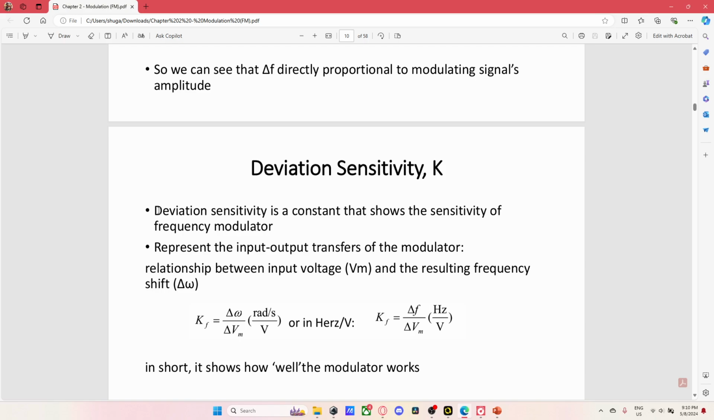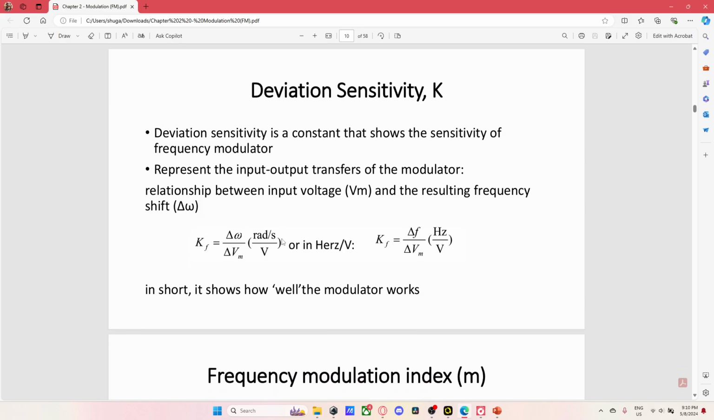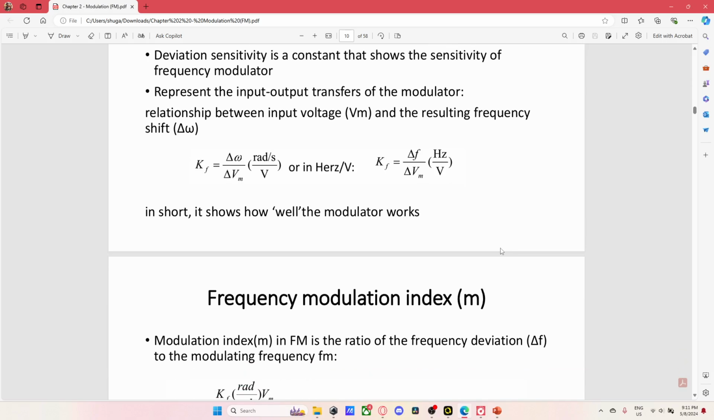The deviation sensitivity is a constant that shows the sensitivity of the frequency modulator and represents the input and output transfer relationship of the modulator between input voltage Vm and the resulting frequency shift delta omega. So Kf can either be delta omega over delta Vm, or Kf equals delta F over delta Vm. In short, it shows how well the modulator works.